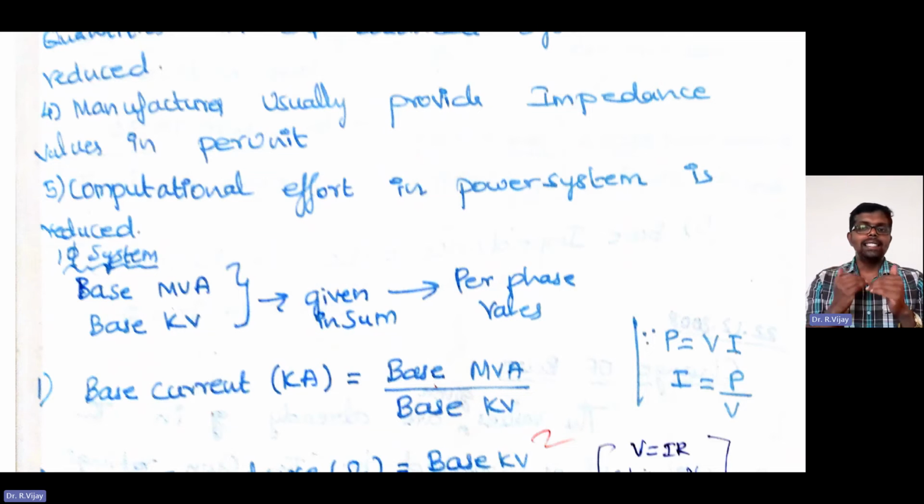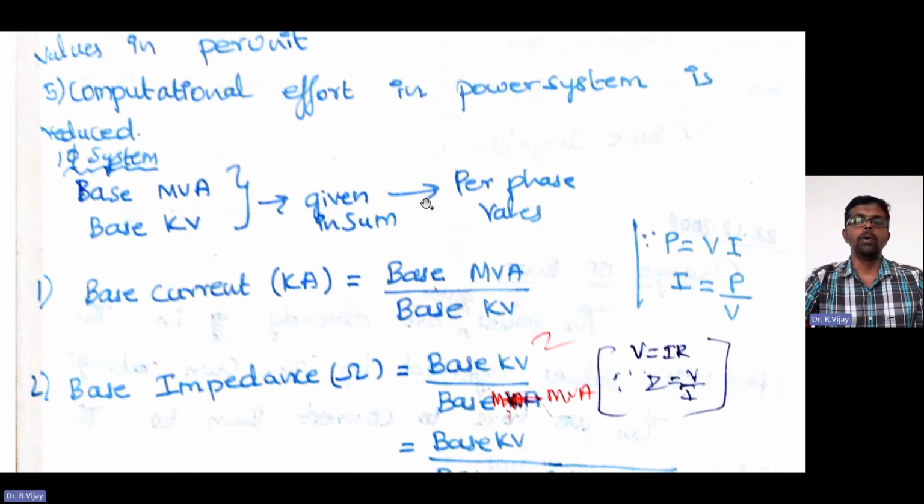How to calculate the base current in kiloamperes? Base current in kiloamperes is equal to base MVA divided by base kV. How do you remember this? Just P is equal to VI, so I is equal to P by V. So current is equal to base MVA divided by base kV. That's all. Base current is equal to base MVA divided by base kV. This you need to remember.